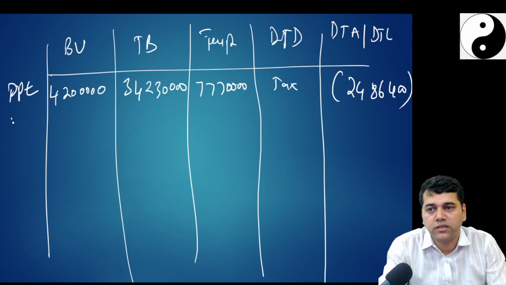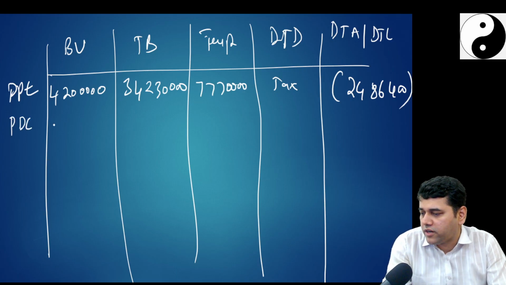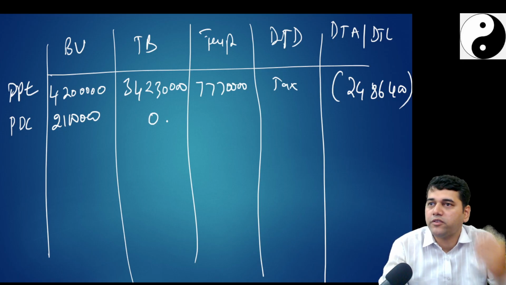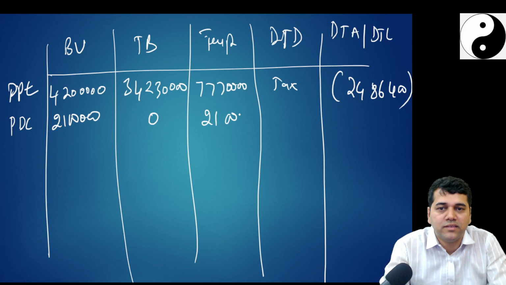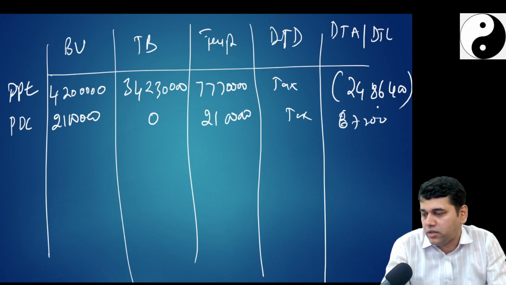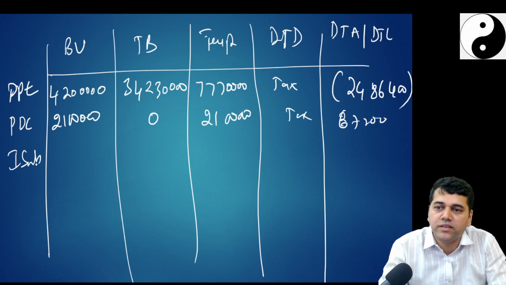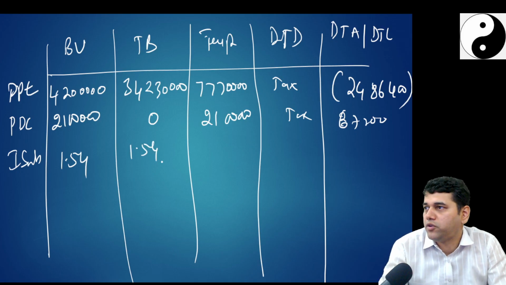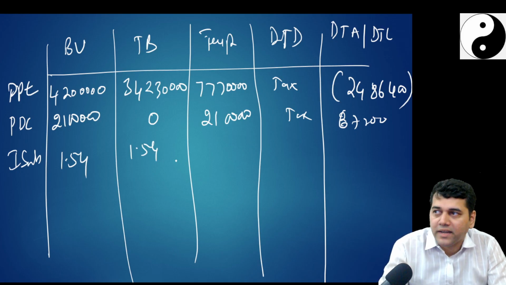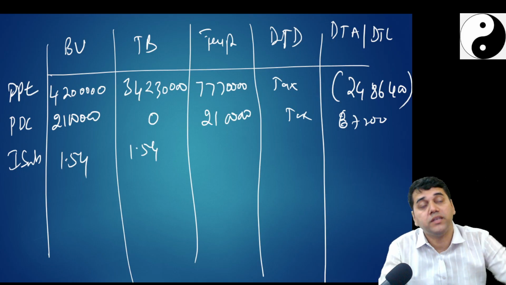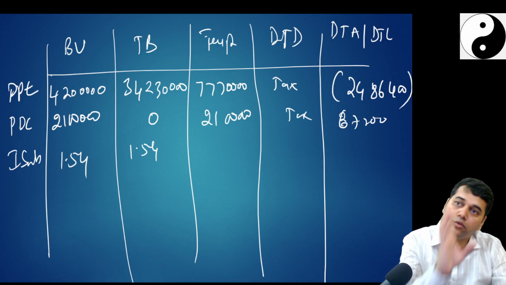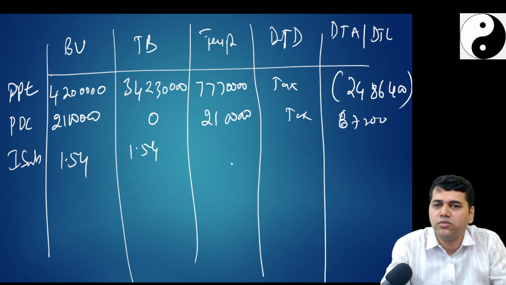What is my next one? Product development cost. See, what is your carrying amount? 21 lakhs. Tax base 0. Why? Because in income tax you already claimed the deduction. So you have got 21 lakhs, taxable. On this, 6 lakhs 72,000. Investment in subsidiary 1.54, 1.54. Same, there are no deductions. Tax also recognized. If they have made a profit and you have taken a share of profit, income tax says I will not tax this, you will pay tax on the dividend only. Nothing. So no.